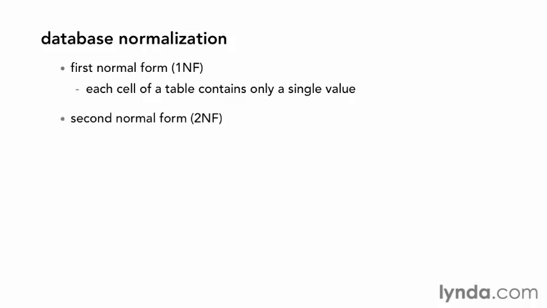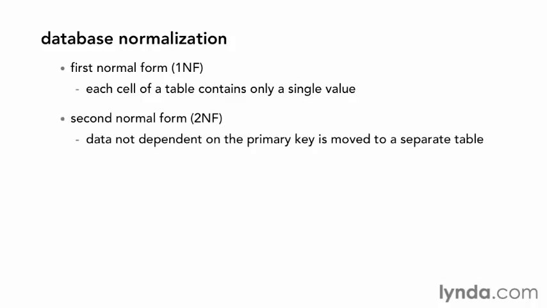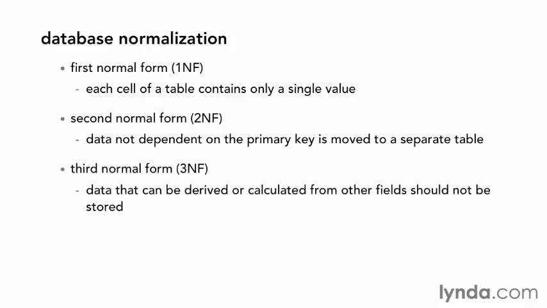The second normal form states that only data that is dependent on the primary key belongs in that table. We wouldn't want to store information about the customers each employee has helped in the employees table. Instead, we should create a new table that describes the interaction between our employees and our customers. The third normal form states that data that can be calculated or derived from other fields should not be stored in the database. We wouldn't want to create a field for employee initials, for example, because we can easily calculate them by taking the first letter from the first name field and the first letter from the last name field.